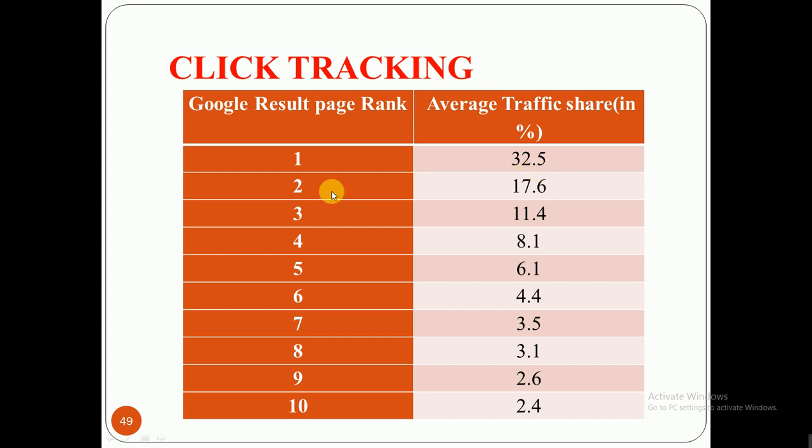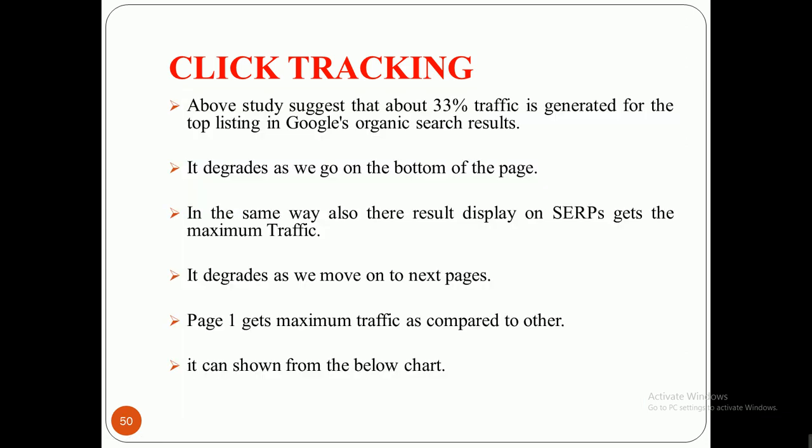32.5%. Then the second result will generate 17.6%. The third link will get 11.40%. Next, you can see that if the link is at the bottom, the 10th result, it will display only 2.5% traffic. So this directly gives you the average traffic share.